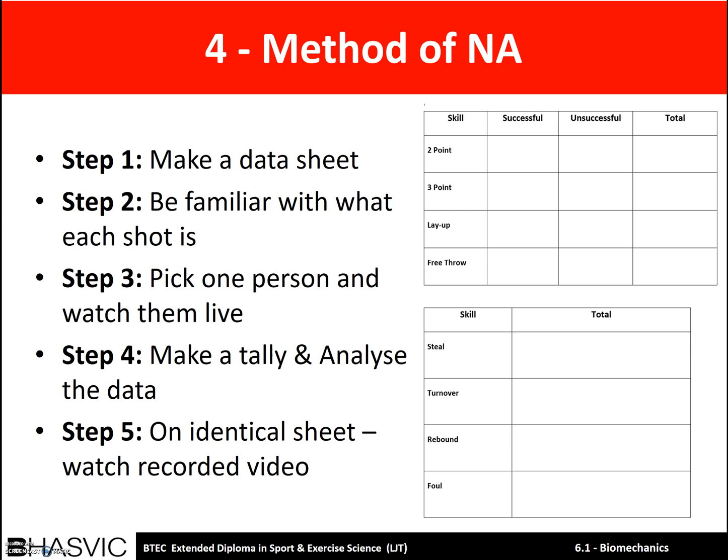We then picked one person and watched them live. And for every, say, 2-point they did, we made a tally of whether it was unsuccessful or successful. And then afterwards, we analysed the data. Step 5 is an added step that doesn't have to be done, but it will make your results more accurate, as you can then watch a recorded video of the live session that the performer did, and then tally it up again on an identical sheet to make sure that you haven't missed anything.